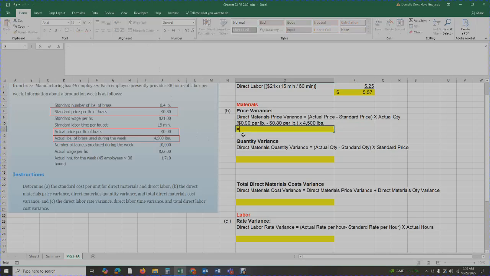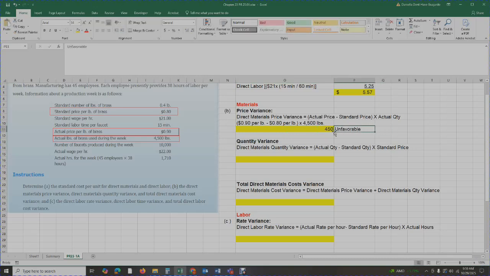And then we're going to go ahead and calculate 0.90 minus 0.80, and then multiply that by 4,500. That's going to give me a 450 variance. Now, whenever the number is positive, this is important: when the number is positive, that means that we spent more than what we had anticipated, which is bad. It is an unfavorable variance.